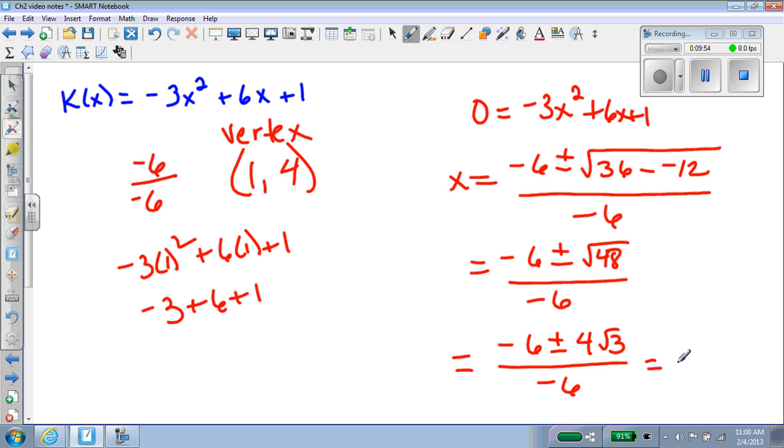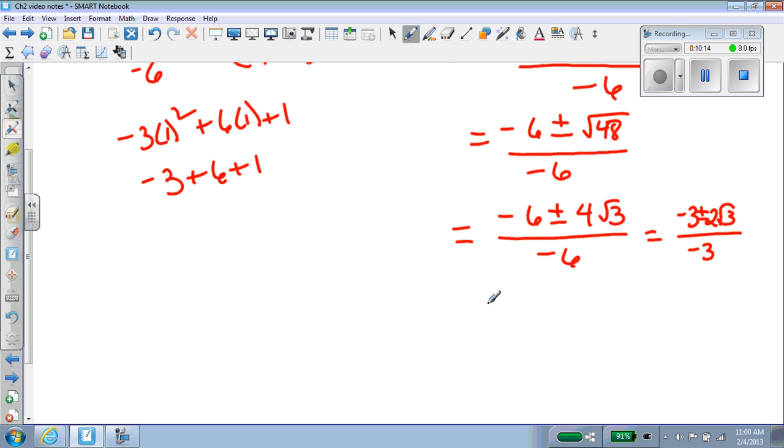which I could factor a 2. Maybe I should factor a 2 out of the numerator, so I'm going to get negative 3 plus or minus 2 root 3. And that 2 is going to cancel with my negative 6 and make negative 3. So my x-intercepts, let's see, how do I want to write these? Probably as, let me factor the negative out of here and run it across the top. So I'm going to get, you'd probably more likely see it as 3 plus or minus 2 root 3 over 3, comma 0.